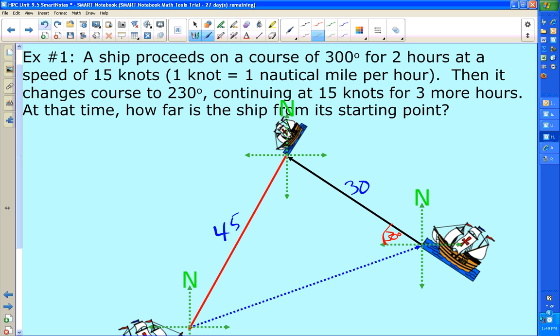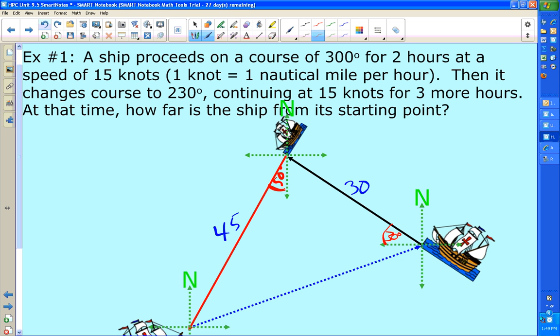Now, if we come up to this point here, the ship is going to change directions to a 230-degree course. We know that this is 180 to here. How much is this angle right here going to be? 50 degrees. Okay, 50 degrees. Everybody follow that?